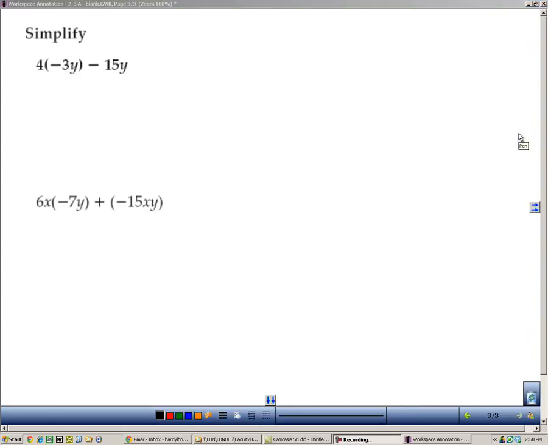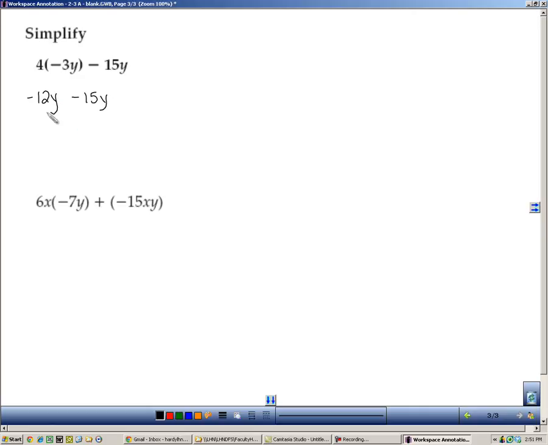Here we're being asked to simplify expressions. The problem is we're going to use multiplication rules and addition rules, and it can get kind of confusing for some people if you don't know your individual rules. Start with multiplication. 4 times negative 3. Well, the signs are different, and we multiply. It's a negative 12y minus 15y.